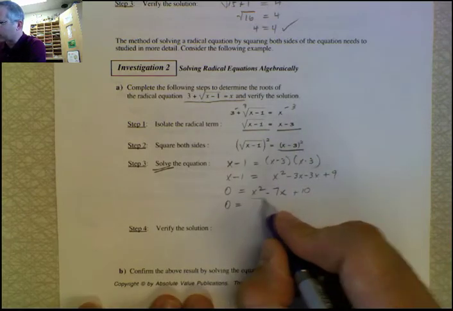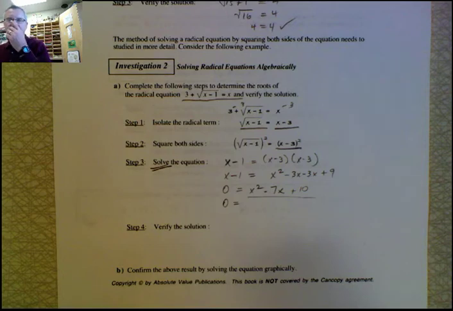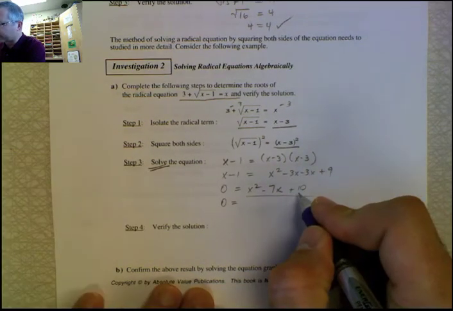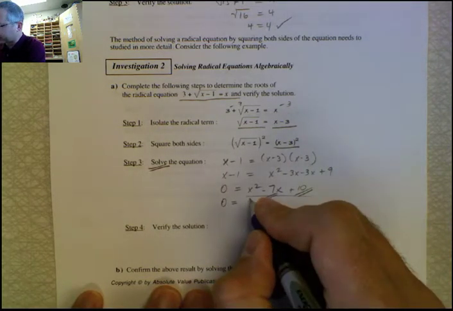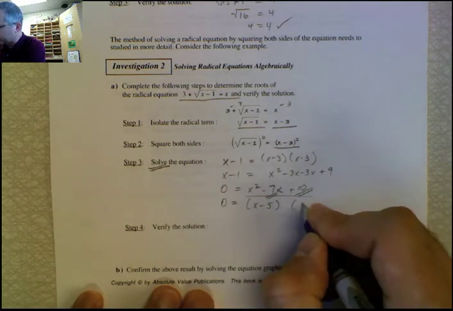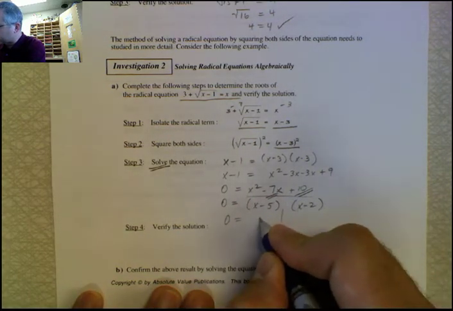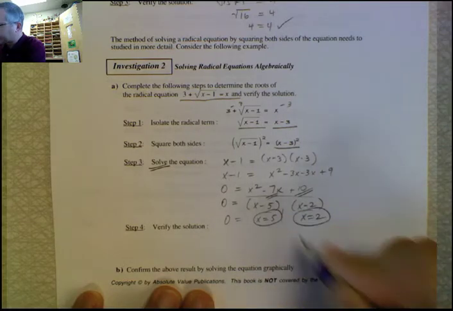So we have a quadratic. How do we solve a quadratic equation? Well, we just did that in the last lesson yesterday. We have to factor this. We need two numbers that multiply to 10 and add to negative 7. Well, they are x minus 5 and x minus 2. So if we actually solve these, we get our two answers to be 5 and 2.